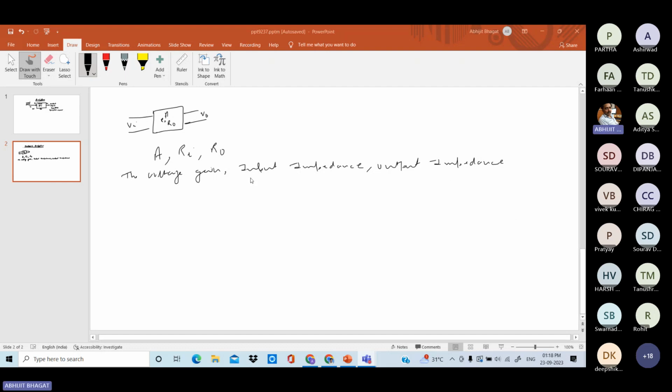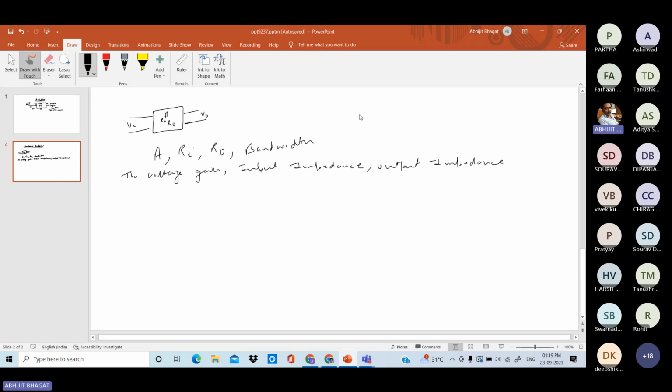By using the feedback technique, you can change these parameters: gain of the amplifier, input impedance, output impedance, and also bandwidth. These all parameters can be changed. By using the feedback technique, you can change the parameters of the amplifier. Now, how is it changed?